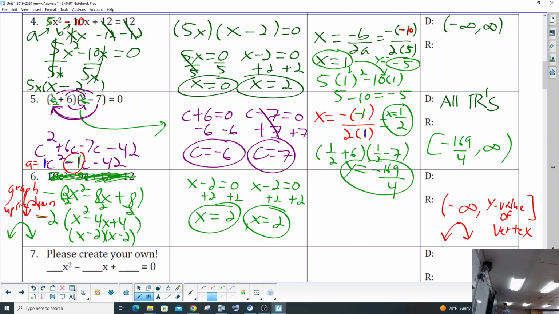And so whatever you find, you've got to find it. Right? You've got to do the x equals negative b over 2a. Use that formula. And then plug it back in to get the y value. So that means the range is going to be from negative infinity up to that y value of the vertex.